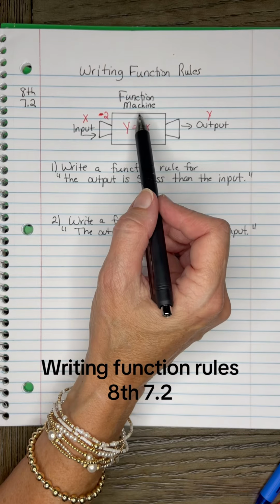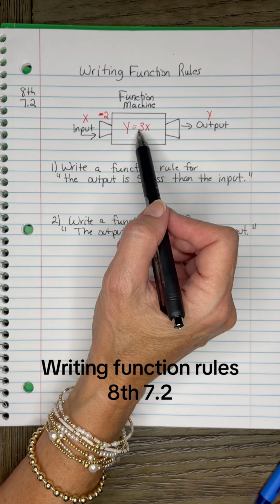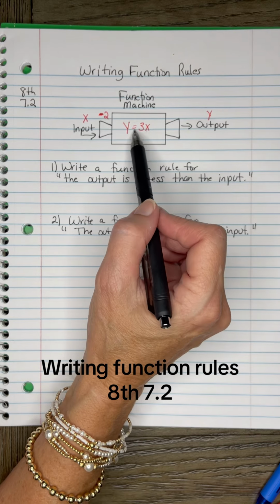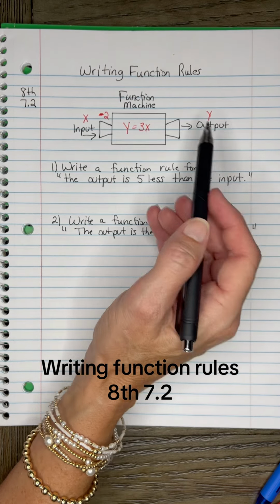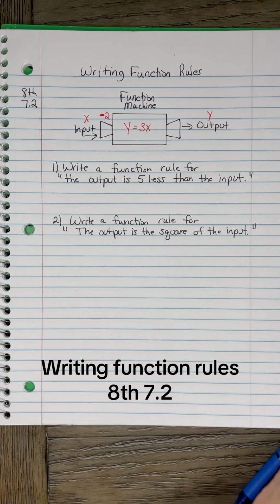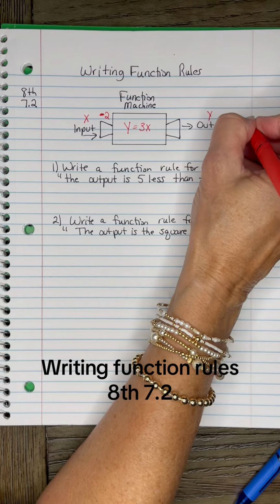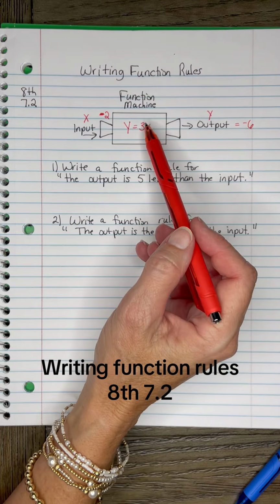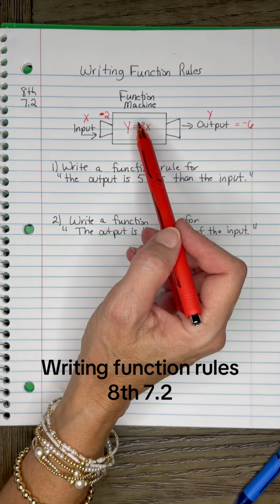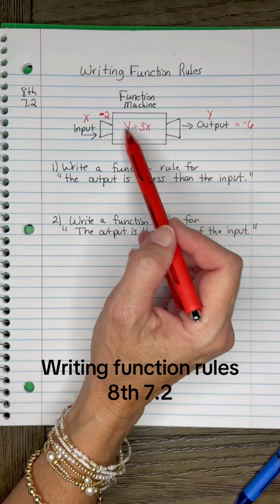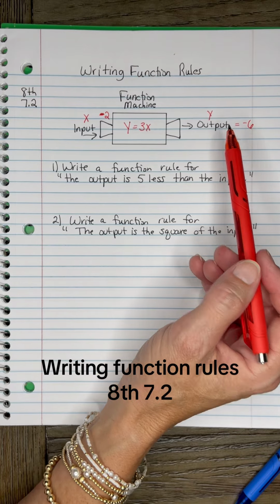In this function rule right here, it says y equals 3 times x. What I'm going to do is take the x that they put in, multiply it by 3, and I'll get an answer. So 3 times negative 2 is negative 6. The output here is negative 6. That function rule can be anything in the world, but think of the function machine: you input a number, you do some math to it, and you get an output.